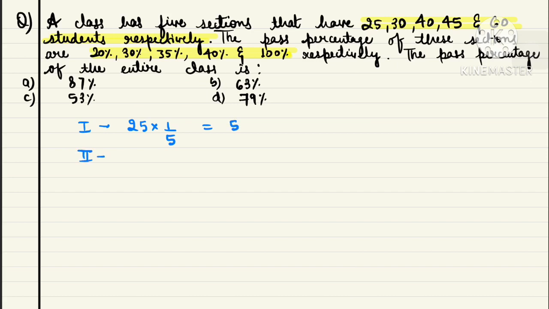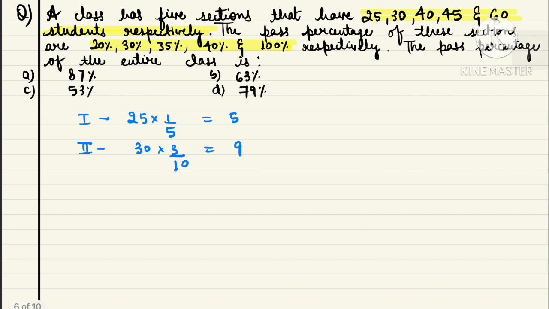In the second section we have 30 students and the required percentage is 30, so it will be 3 by 10. It will be 9. In the third section we have 40. It will be multiplied by 35 by 100. We will cancel it by 5, cancel it by 2, so we will get 14.